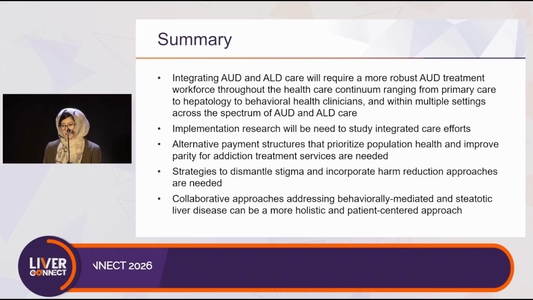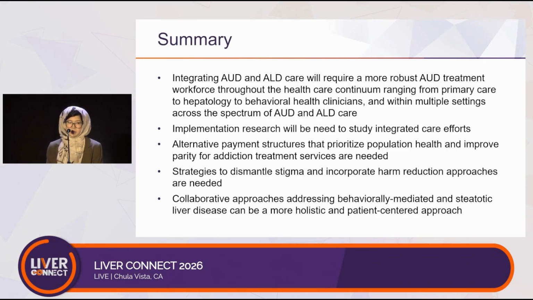Implementation research will be needed to be able to do that, and strategies to improve the financial ability to provide that care, as well as to dismantle stigma that affects both patients' and clinicians' ability to provide this care, will be important. And finally, collaborative approaches with all types of steatotic liver disease, including MASLD, may be a way to reach more patients and to address all of a patient's risk factors at the same time, synergistically.